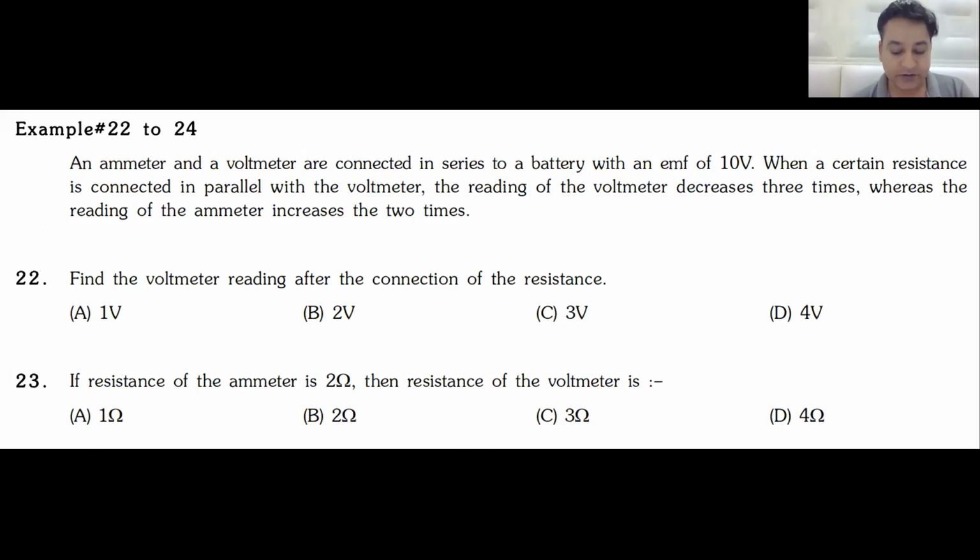An ammeter and a voltmeter are connected in series to a battery with an EMF of 10 volts. When a certain resistance is connected in parallel with the voltmeter, the reading of the voltmeter decreases 3 times, whereas the reading of the ammeter increases 2 times. Find the voltmeter reading after the connection of the resistance. If the resistance of the ammeter is 2 ohms, what is the resistance of the voltmeter?